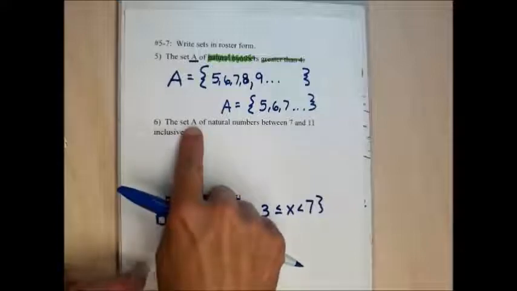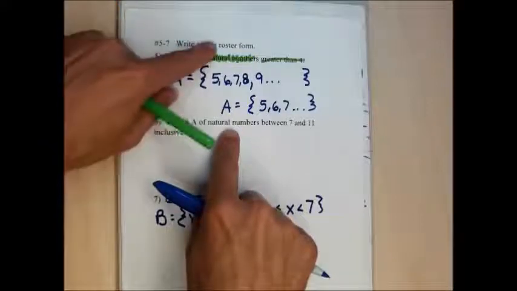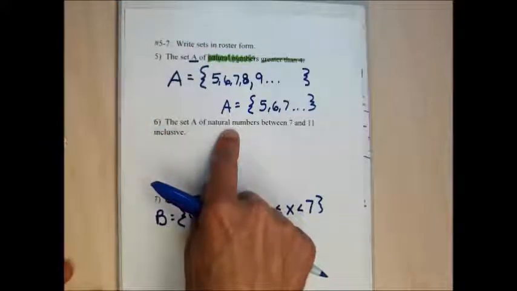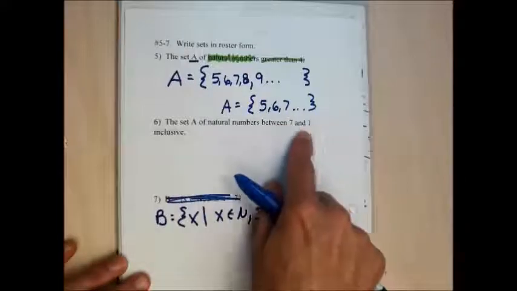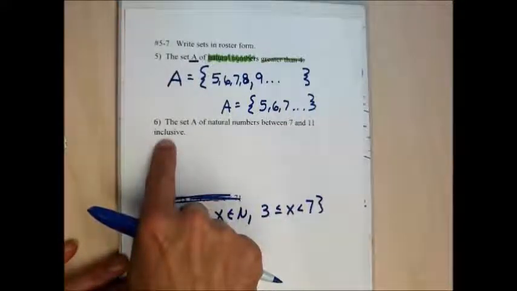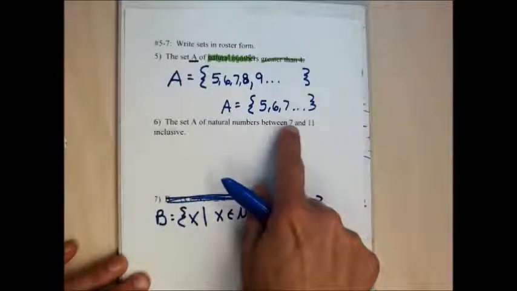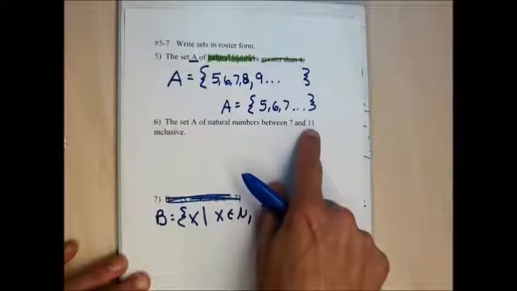For question 6, again, the name of the set is A. It only contains natural numbers, so when I go to list the elements in roster form, I won't have any fractions or decimals. I see between 7 and 11, and then the keyword inclusive, which means in my listing, I'm going to do all the natural numbers between 7 and 11, and I'm going to include the 7, and I'm going to include the 11.